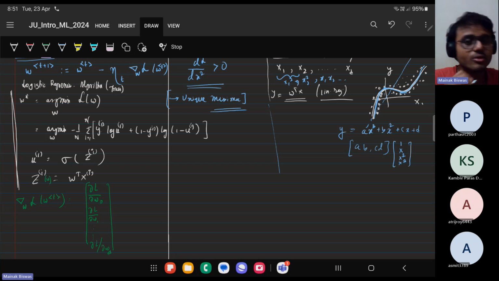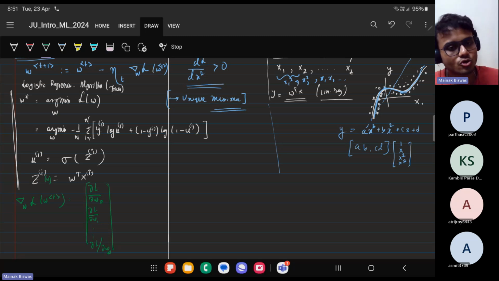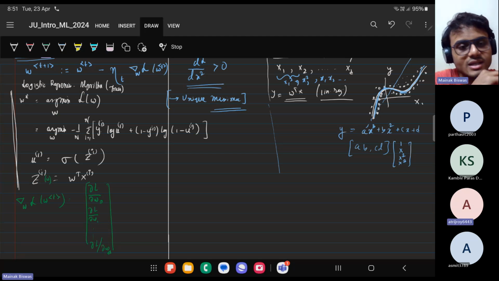What is L a function of? First, L is a function of W. That is true. L is also a function of the mu i's, right? Yes or no? The y i's are constant. Mu i is a function of z i, and z i is a function of W, right? The x i's and y i are given to you.